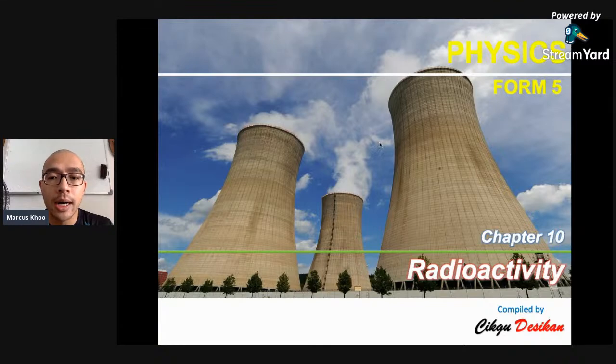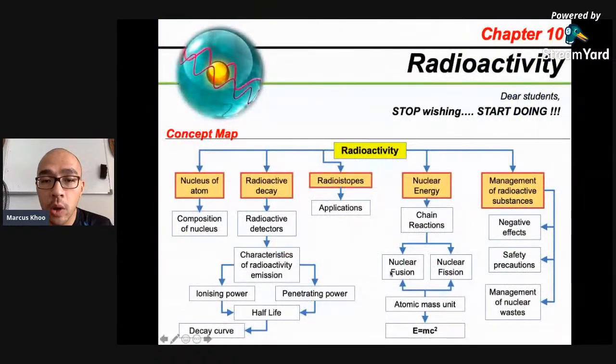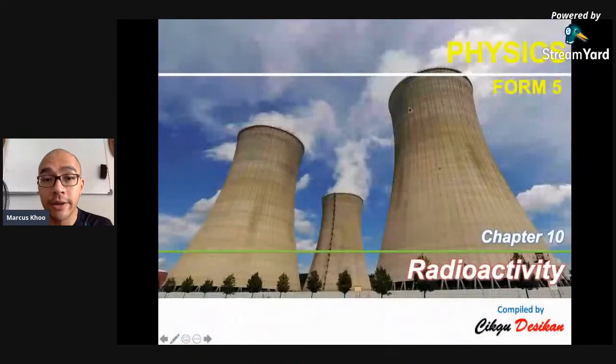In the world, people use nuclear reactors to generate electrical energy. What we do is we gather all the nuclear energy from one of these reactions, and usually it's nuclear fission, because as we studied before, we can have a chain reaction from nuclear fission. The chain reaction always produces a lot of energy, and we gather the energy and convert it into electrical energy in this place called the nuclear reactor.